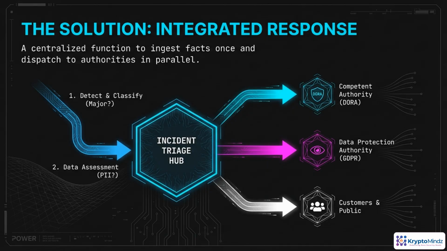A practical way to handle multi-regime reporting is to build a single incident triage hub. All relevant facts are captured once, then reused for every obligation. First, the hub decides, is this a major ICT incident under DORA? Second, it checks, is personal data involved, so GDPR reporting is triggered? From there, structured outputs go in parallel to DORA competent authorities, data protection authorities, and any required customer or public notifications. This reduces duplication, speeds response, and makes regulatory reporting more consistent and defensible.